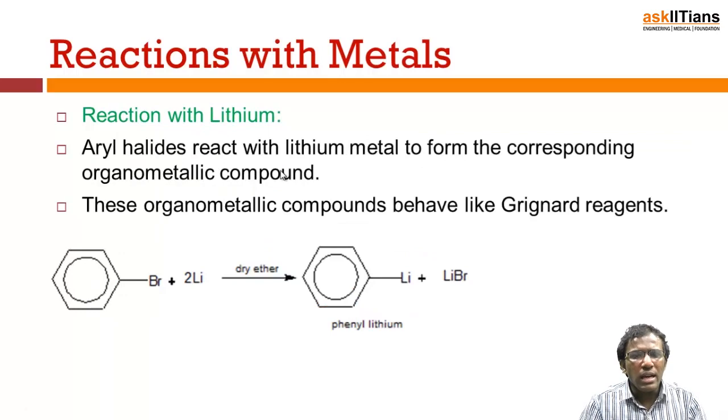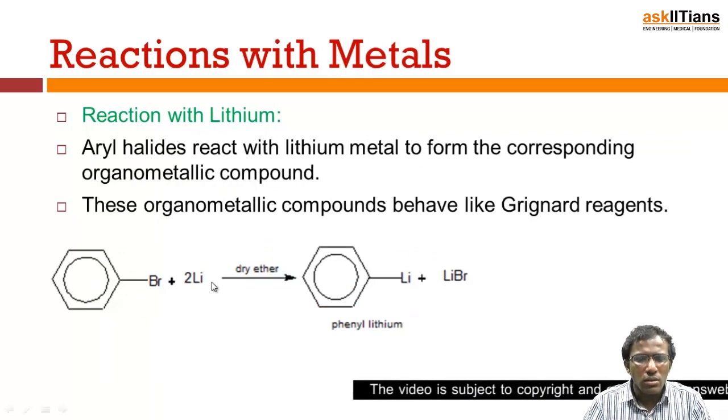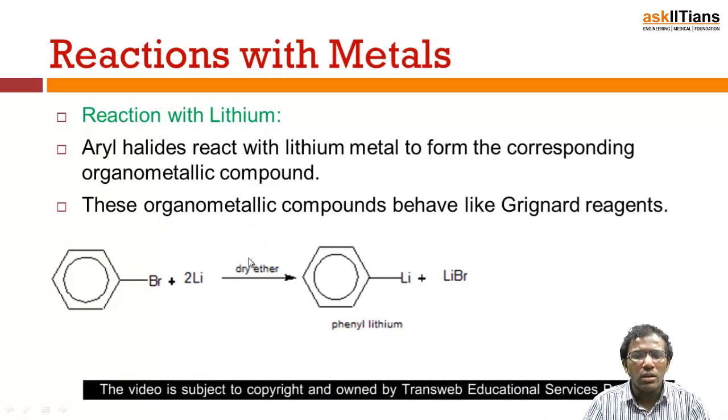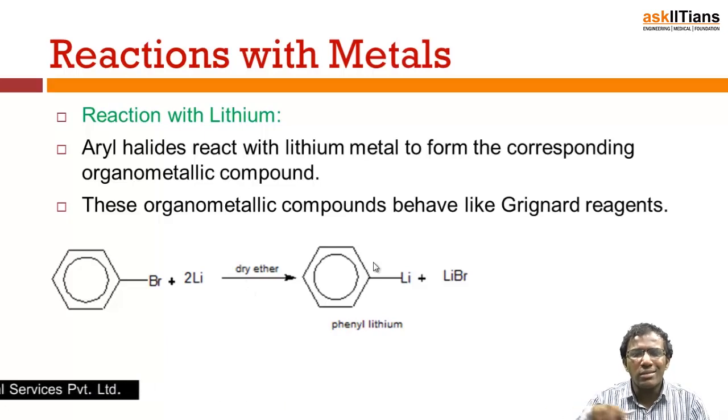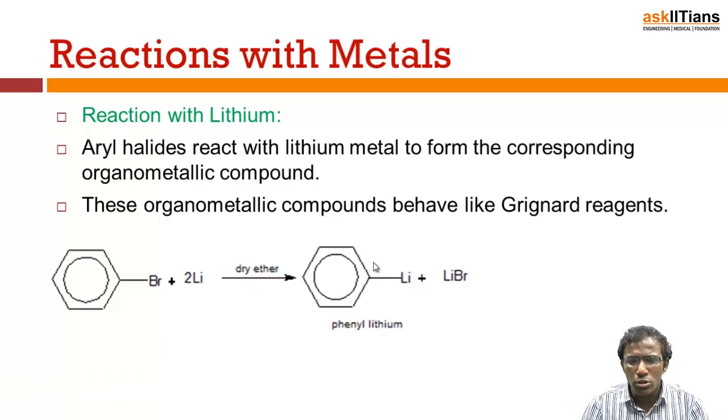Next, the reaction with lithium. Aryl halides react with lithium metal in dry ether and produce an organometallic compound, where the metal is bonded to the carbon of the benzene nucleus, and these also behave like Grignard reagents. They are very strong bases. So they react with acids and produce benzene, because they quickly abstract a proton from acids and other substances.